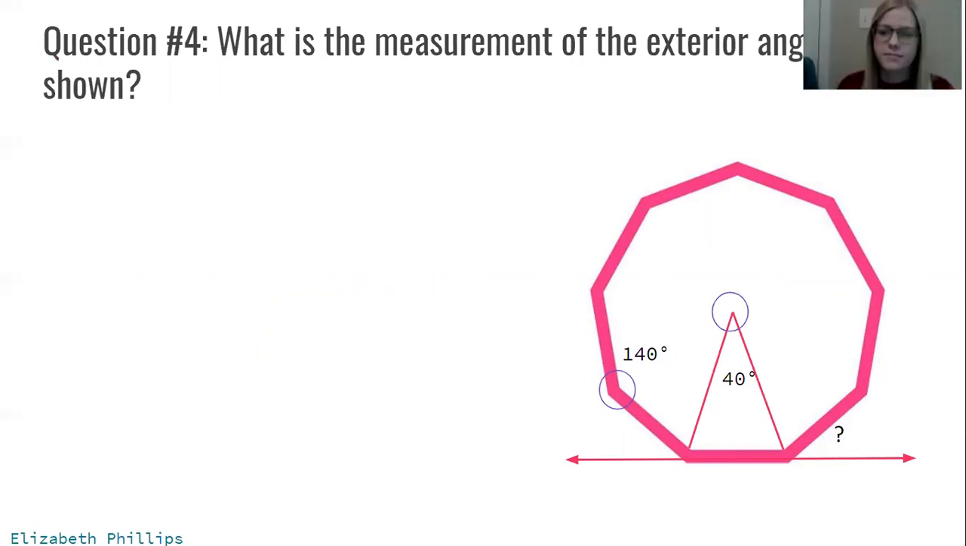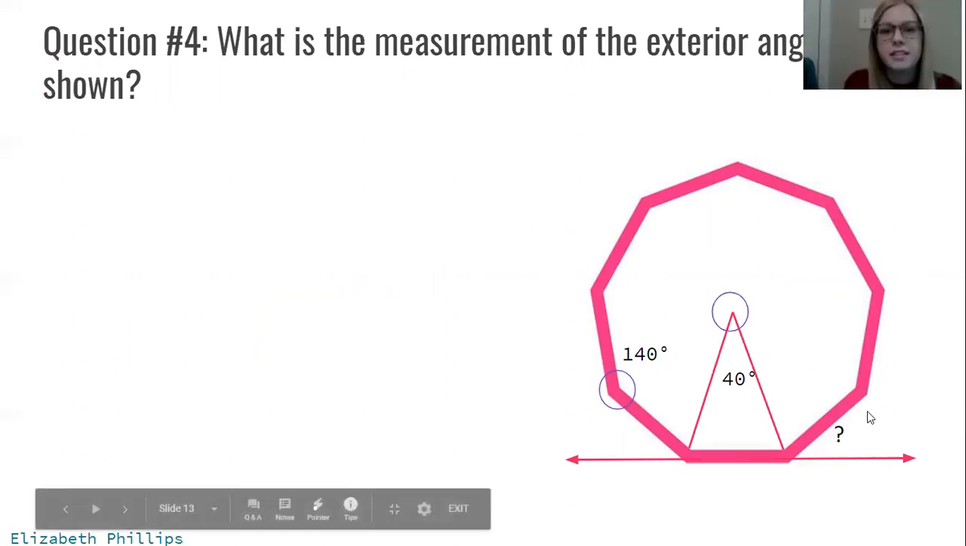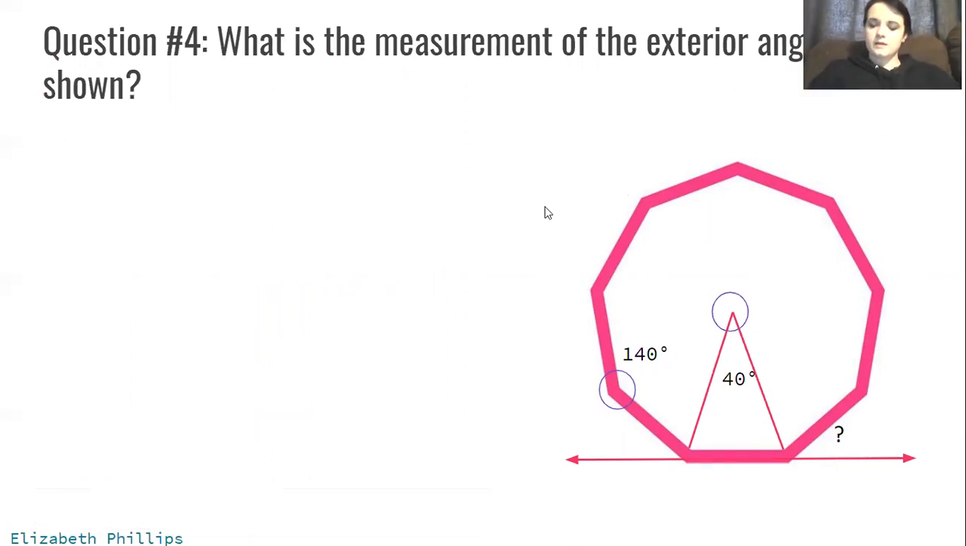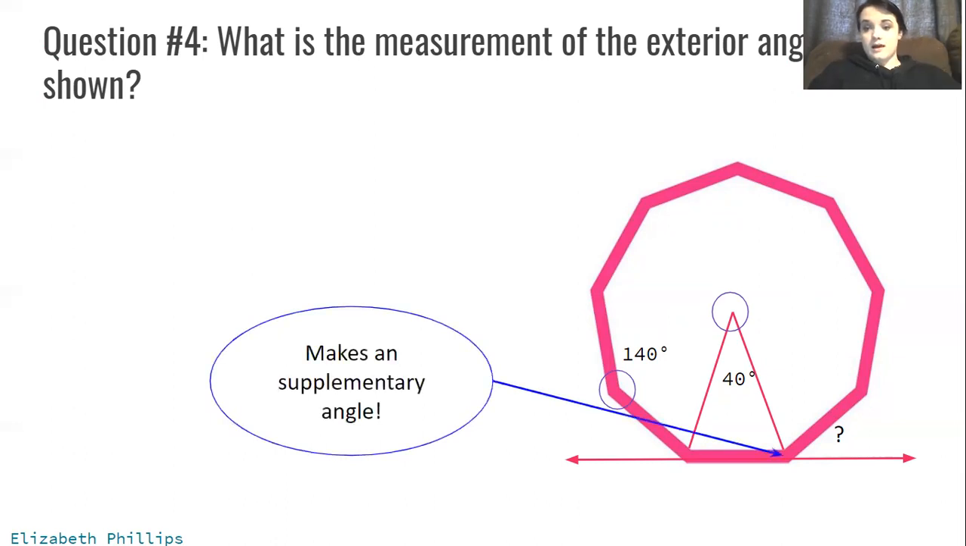Okay, Elizabeth, what is the measurement of the exterior angle shown? This one's going to be easy. If you'll notice, our exterior angle lines up with our shape. We can go based off of what Allison told us, and we can use that measurement that Allison gave us and substitute it for that side of the line to make 180 degrees, or a supplementary angle.